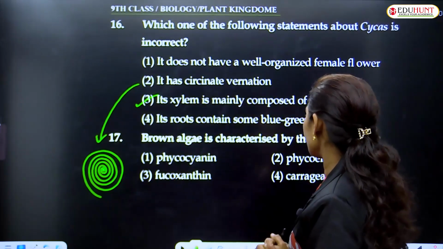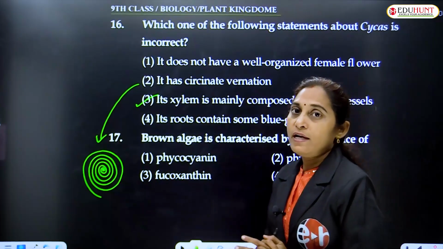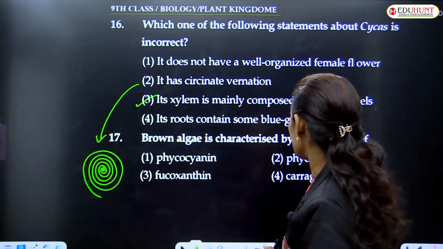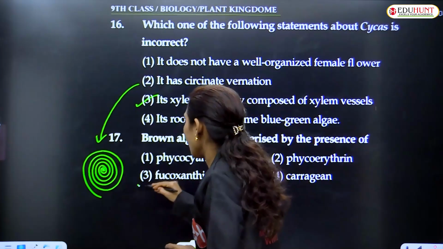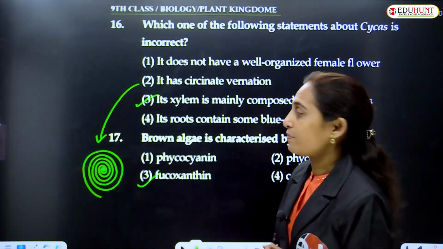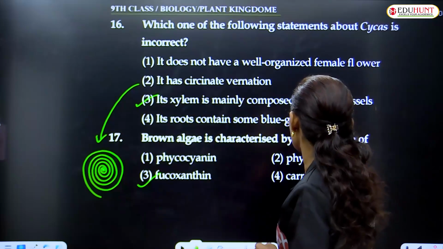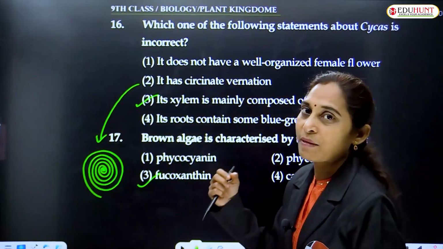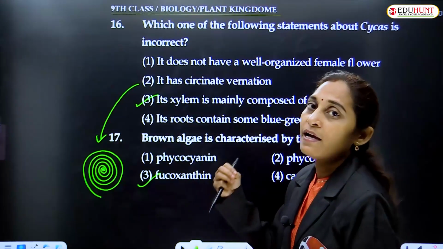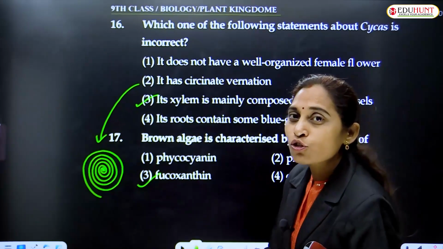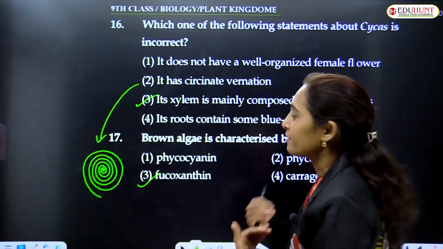Brown alga is characterized by the presence of fucoxanthin. Fucoxanthin is a characteristic pigment present in brown algae in addition to chlorophyll a and chlorophyll c.